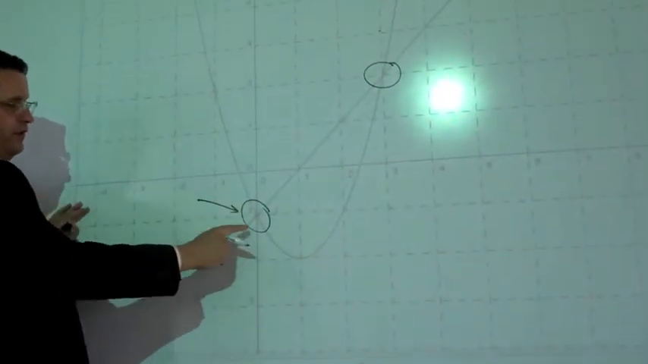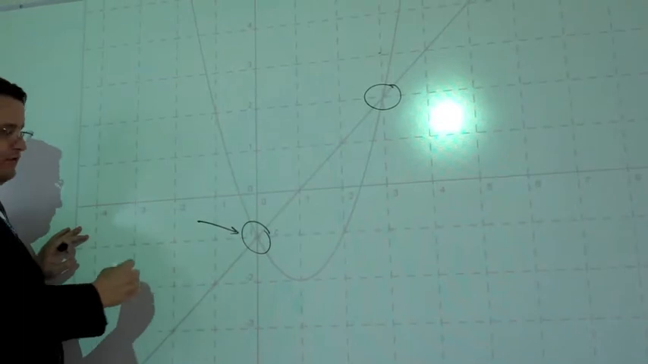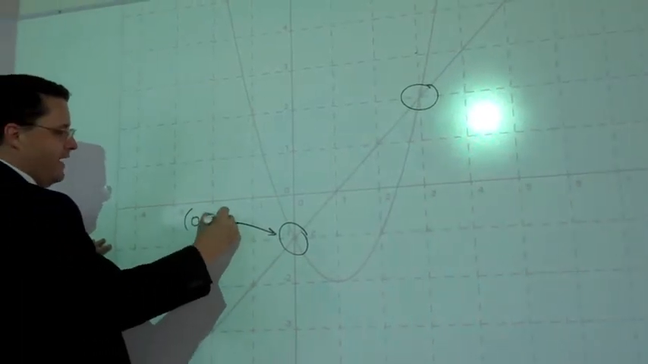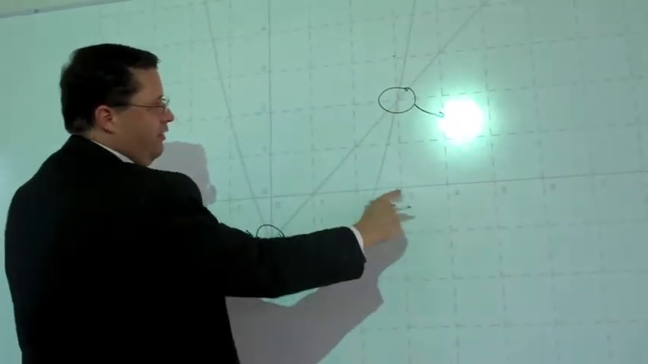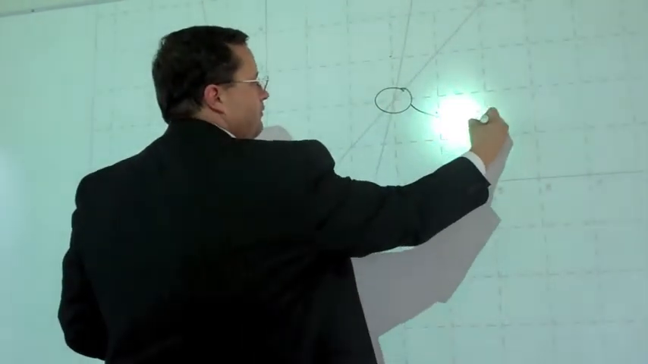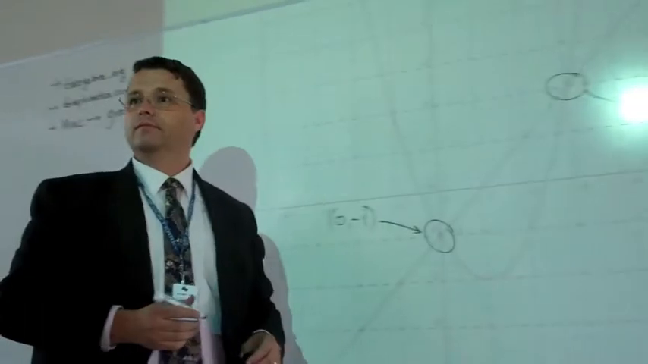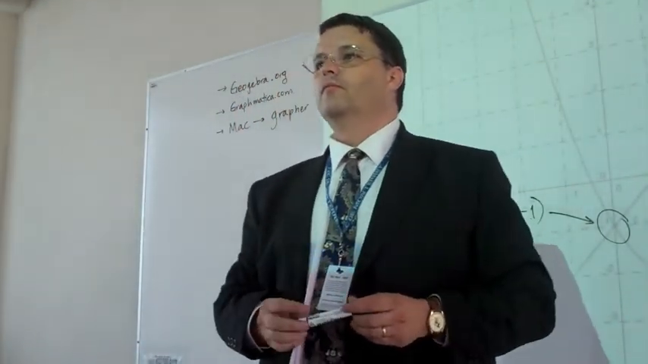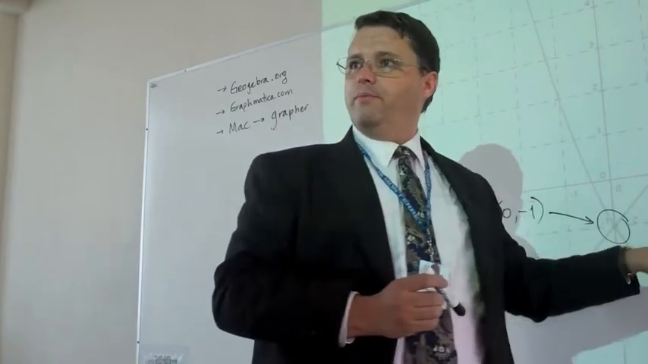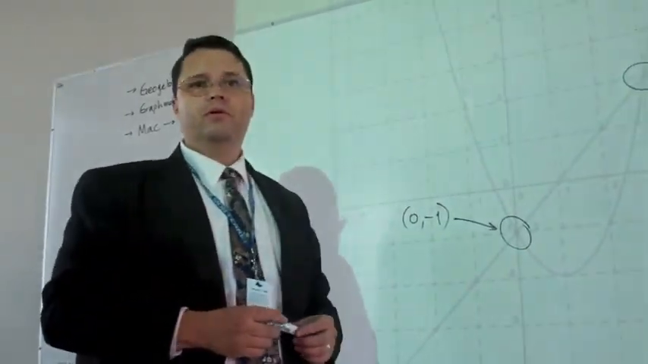Okay, so this point, the coordinates are 0, -1. This point, the coordinates are 3, 2. Okay, nice, no? And how do we get the vertex? How do you get the vertex of the parabola? With completing the square. Yeah, you would.